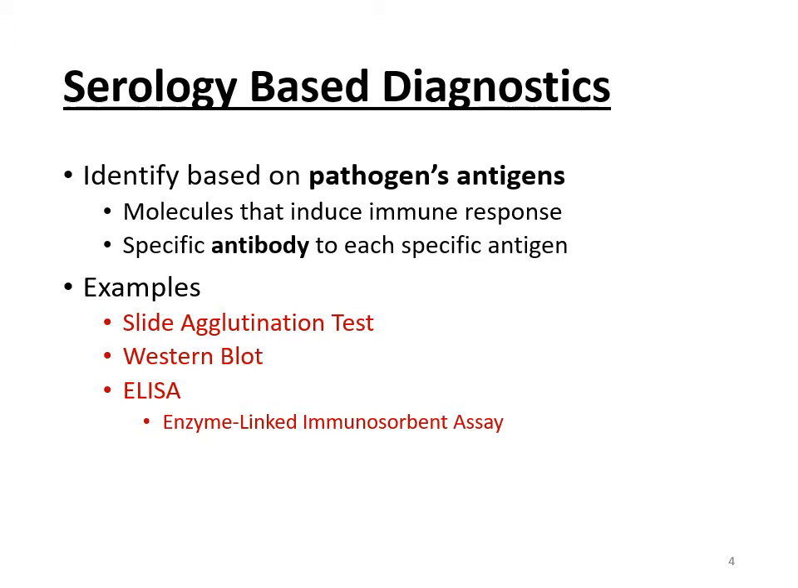The three examples that I want you to know for serology-based diagnostics are the slide agglutination test, Western blot, and ELISA, which is the one that you will be performing in this course, and it's called enzyme-linked immunosorbent assay. Now, the easiest one to understand or to explain, if you're ever asked to explain one of these tests, is the slide agglutination test.